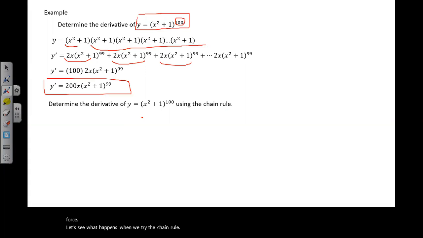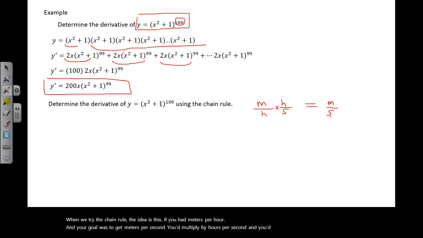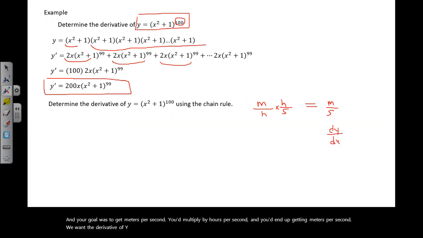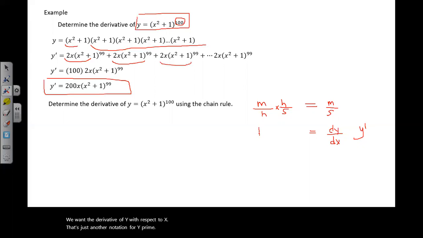When we try the chain rule, the idea is this. If you had meters per hour and your goal was to get meters per second, you'd multiply by hours per second and you'd end up getting meters per second. We want the derivative of y with respect to x. That's just another notation for y prime. So we could do the derivative of y with respect to whatever we want, then multiply by that derivative with respect to x. It gives us the exact same answer.